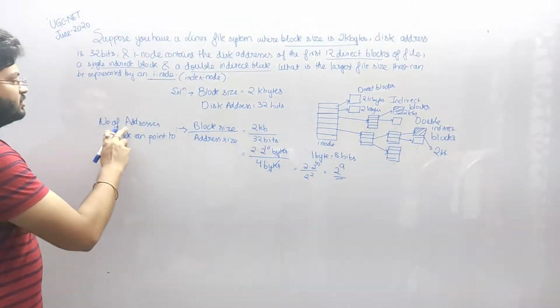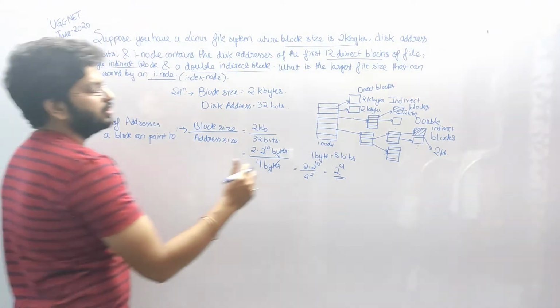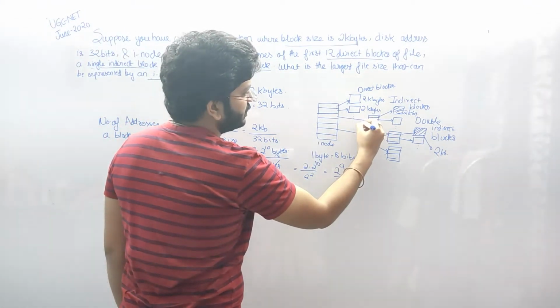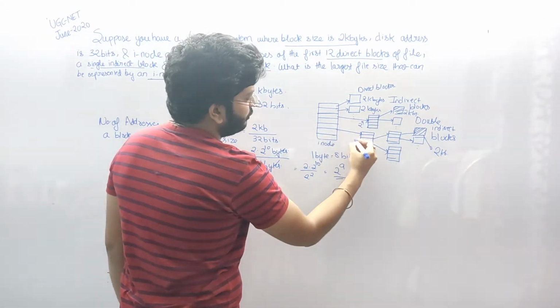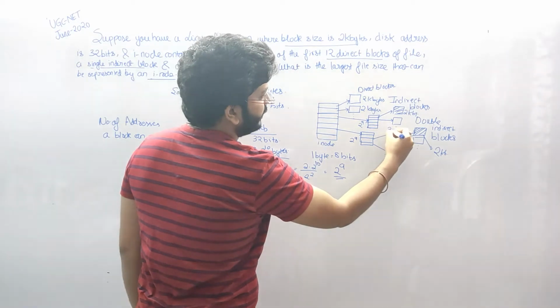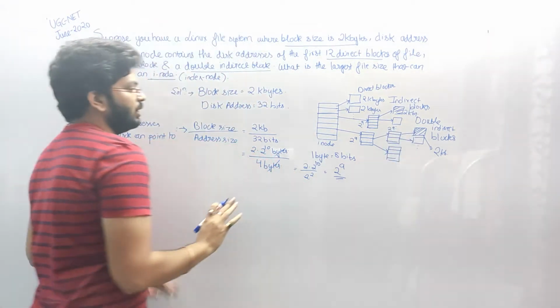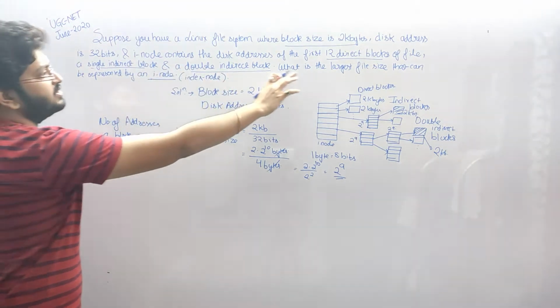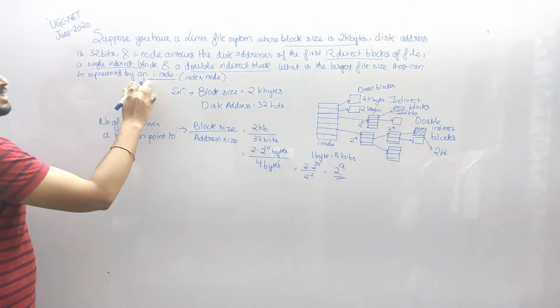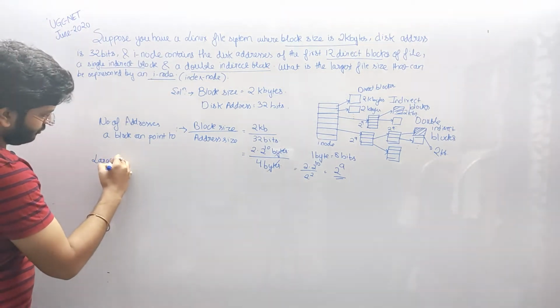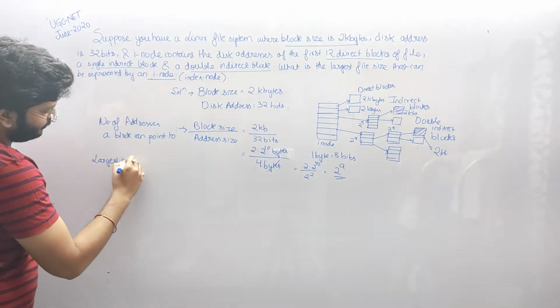Okay. So this is number of addresses a block can point to. So this block can point to 2 power 9 addresses. Okay. So I am getting it. Now let us solve it. What is the largest file size that can be represented by an inode? Largest file size.